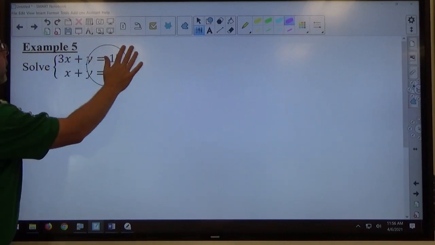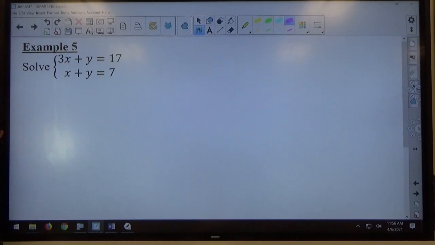So I'll let Journey pick. Top for y, bottom for x, bottom for y. What do you want to do? Just pick one. They're all the same. Top for y, bottom for x or y. Top for y. Perfect. All right, so Journey wants to solve the top for y.